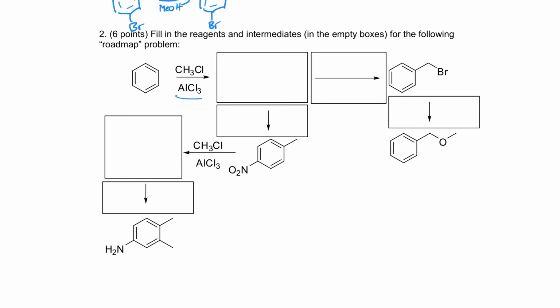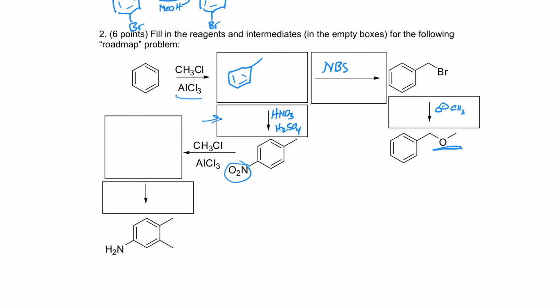So CH3Cl and AlCl3. That gets us to methyl benzene, or toluene. NBS will install a bromine on the benzylic position to get us to benzyl bromide. And then, of course, we're basically just substituting methoxide for our bromine for that last box. Next, we can go with the box in the middle here. Looks like we need to add a nitro group to our toluene, so that's just HNO3, H2SO4. Mix those together. We'll do that in the lab this semester.